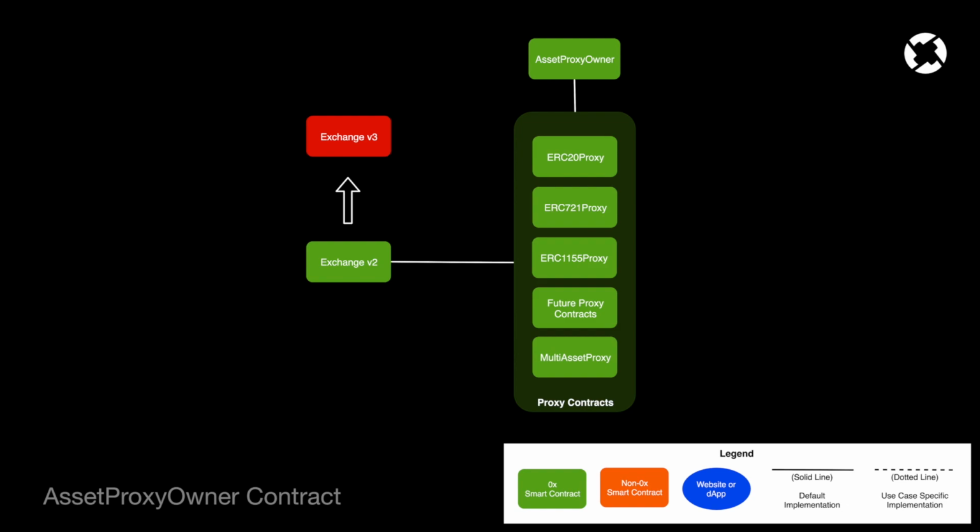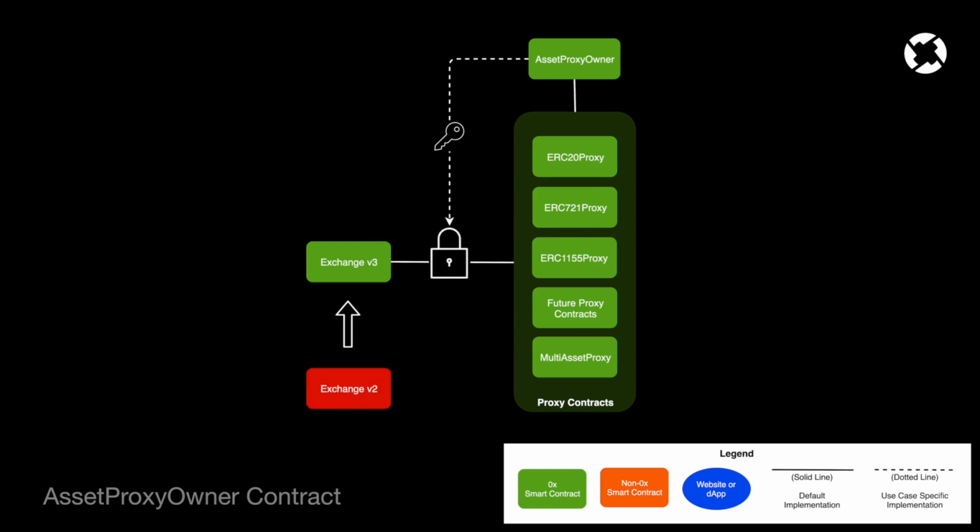Now, an updated version of the exchange contract is deployed, but it cannot yet access these Asset Proxy contracts. The Asset Proxy Owner removes any authorizations from the Exchange version 2 contract, and then it adds the authorizations to the Exchange version 3 contract so they can now access the Asset Proxy contracts. And this completes the upgrade.